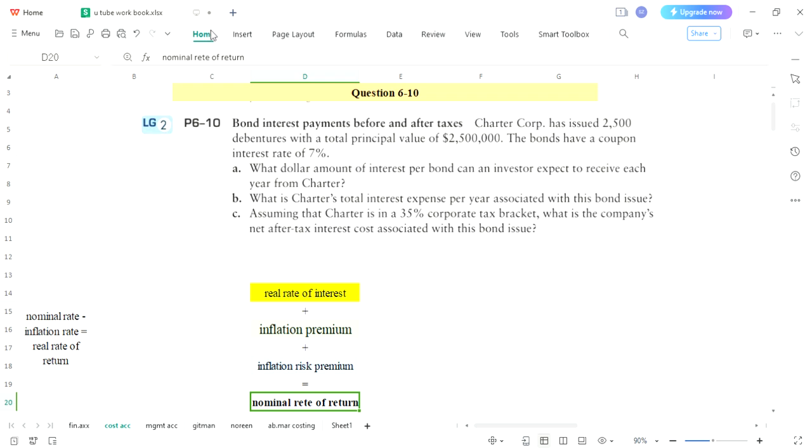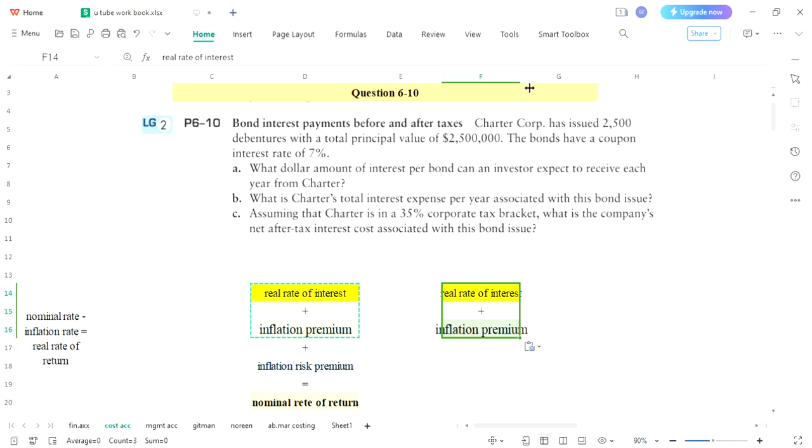Let me change its color as well. Please understand, sometimes presentation becomes more important. So please understand, when you add your inflation premium and inflation risk premium, you will get your nominal rate. And what I am going to do is pick up these two elements and write them again.